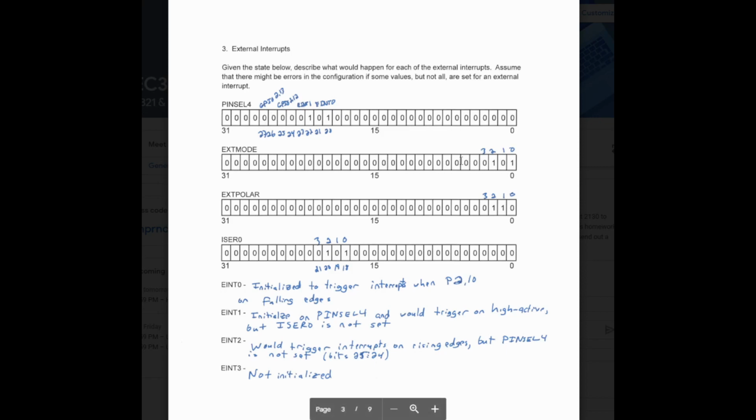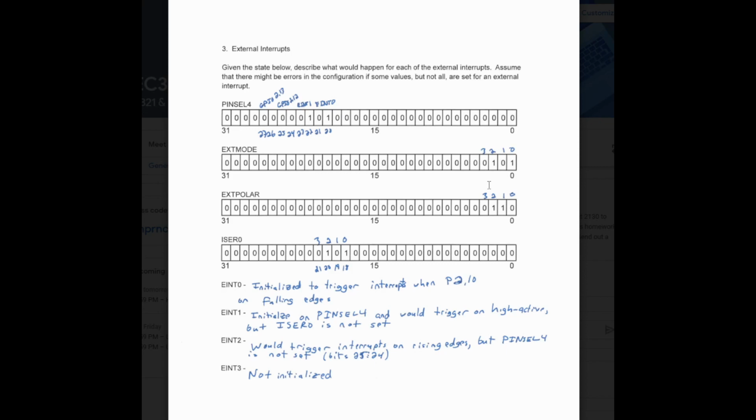Let's move on to XMODE. These bits are, for bit 0, that corresponds to EINT0, bit 1 corresponds to EINT1, bit 2 corresponds to EINT2, bit 3 corresponds to EINT3. And mode is going to mean edge or level sensitive. So a 1 means edge sensitive, a 0 means level sensitive.